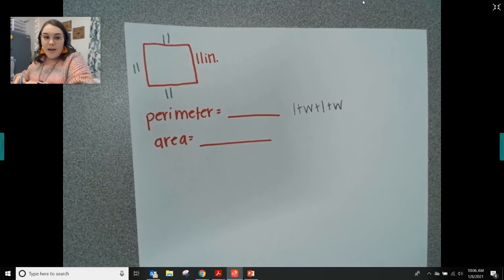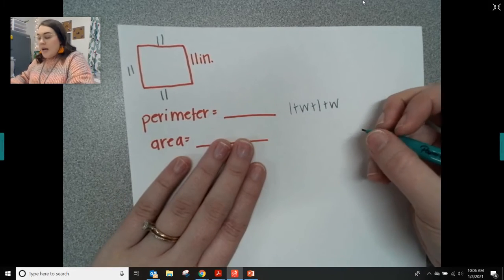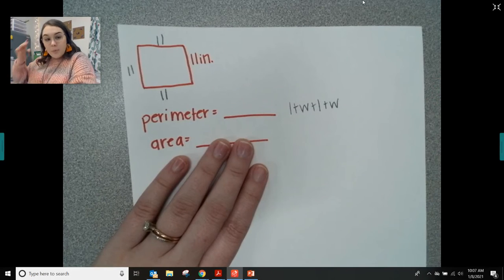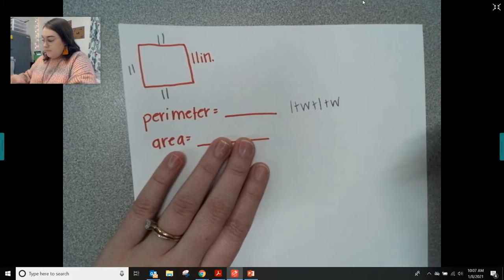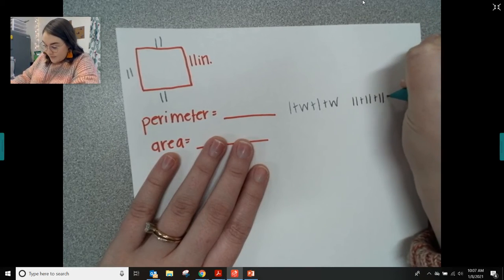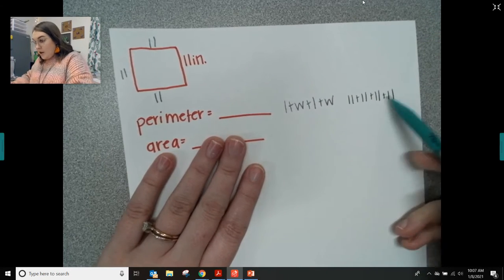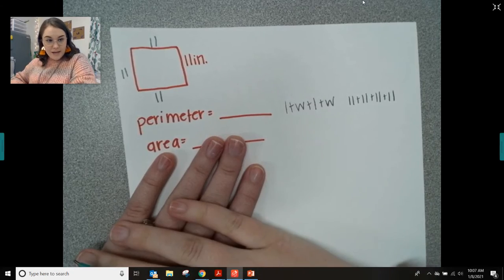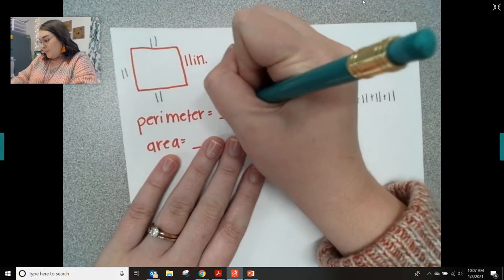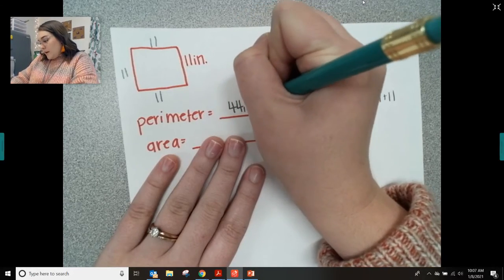So now let's go ahead and fill in our numbers. Again, if I'm ever going too fast for you, I want you to pause the video. It's very important that you stay up with me. So I'm going to put 11 plus 11 plus 11 plus 11. And if I add all of those together, what am I going to get? I hope you said 44. So your perimeter is 44 inches.